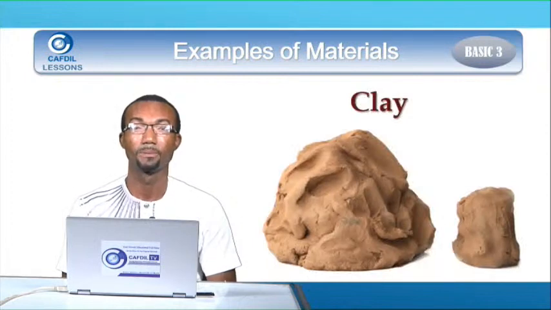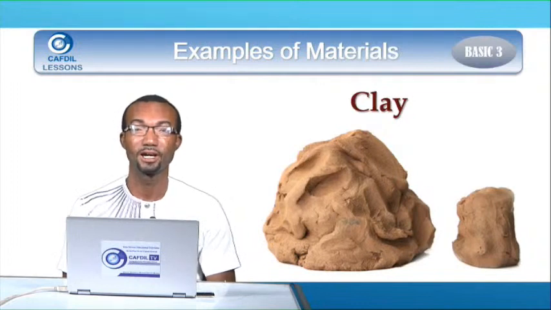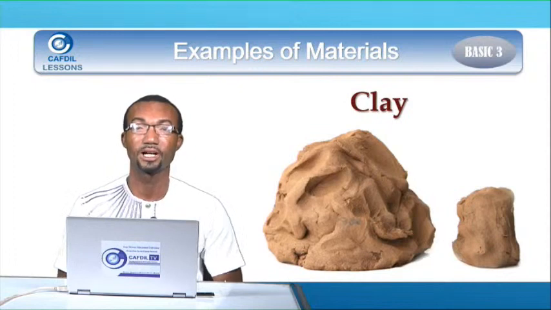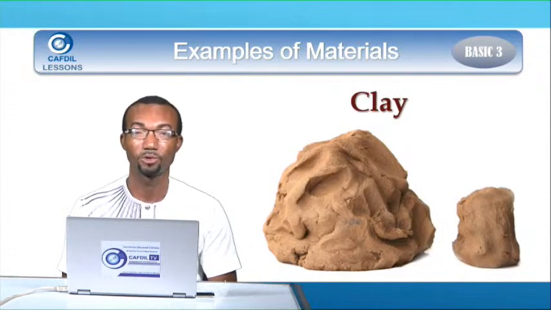Let's look at another one. Clay. As you see on the screen, we have clay. And I believe you are all familiar with clay. There are so many uses that clay can be put to. So clay is another example of material that surrounds us. When we say materials, it means we can get a lot of things from that particular thing. So we can get a lot from clay.